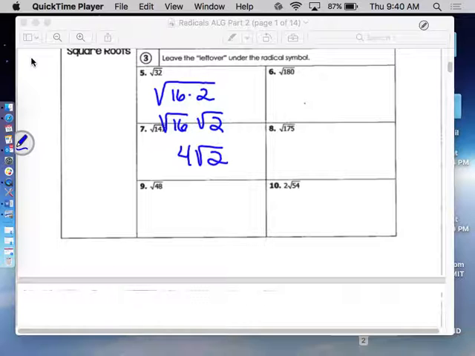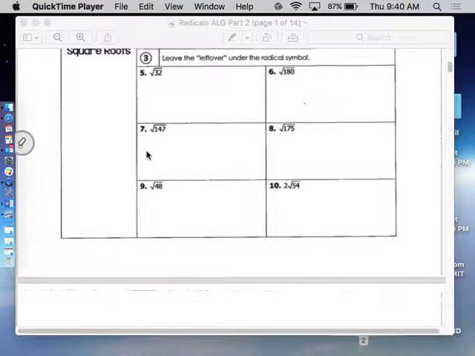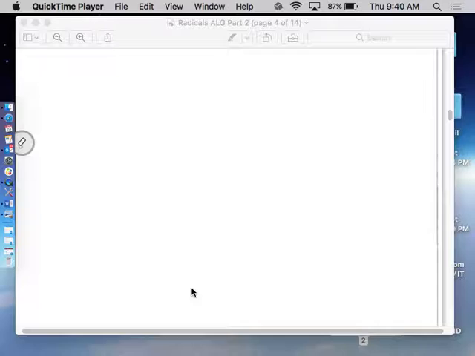Let's look at 180. That is 36 times 5. 36 is the perfect square. 5 is not a perfect square. So to present this in its most simplified form, the square root of 36 is 6 without the radical symbol. So 6 radical 5 would be the simplified version of number 6. And you all are capable of finishing the others on your own. Let's move on and do something new. Let's move to multiplication.